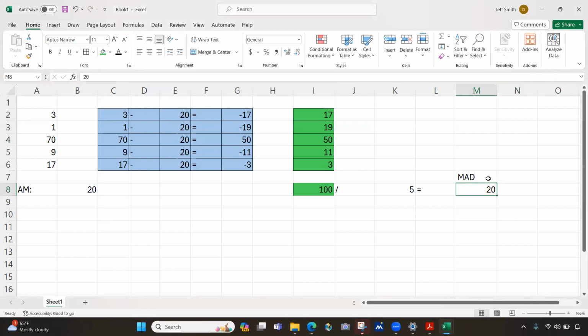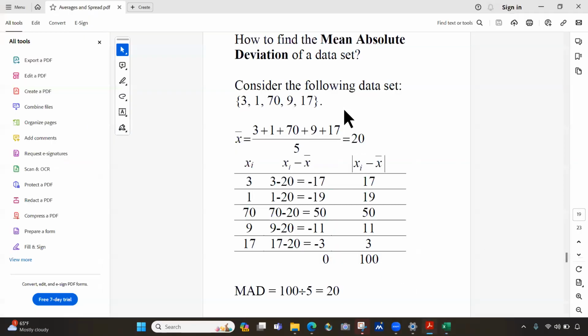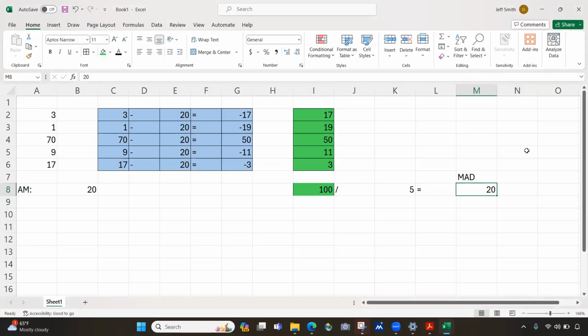Once again, mean absolute deviation is very similar to standard deviation. To find the standard deviation, you have to find the variance, then you have to take the square root of the variance to get the standard deviation. That's a complex process, right? Mean absolute deviation, or MAD, is similar to standard deviation, but easier.